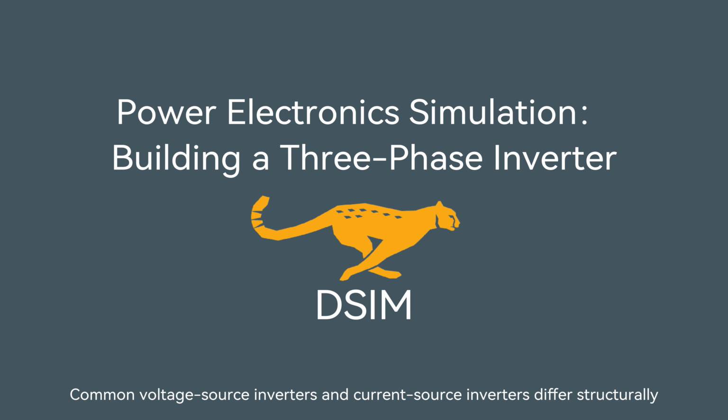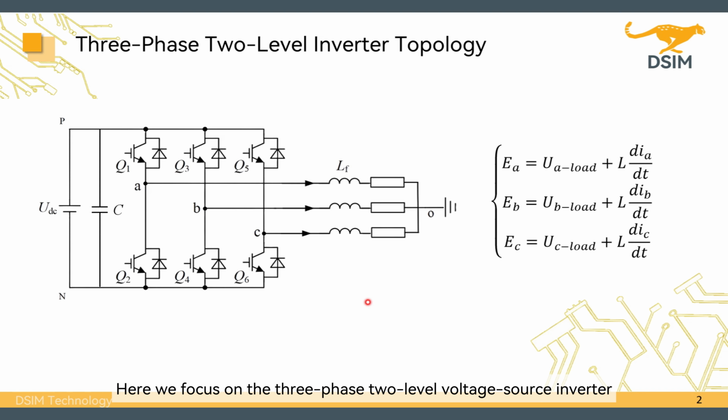Common voltage source inverters and current source inverters differ structurally. Voltage source inverters maintain constant voltage through capacitors on the DC side. Current source inverters rely on DC side inductors to maintain constant current. Here we focus on the three-phase, two-level voltage source inverter.